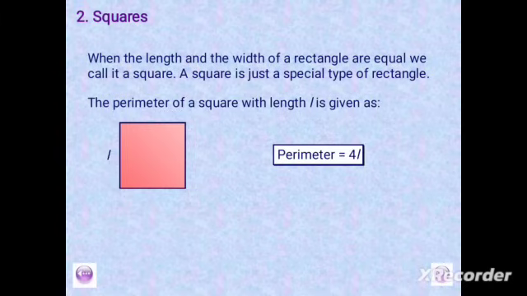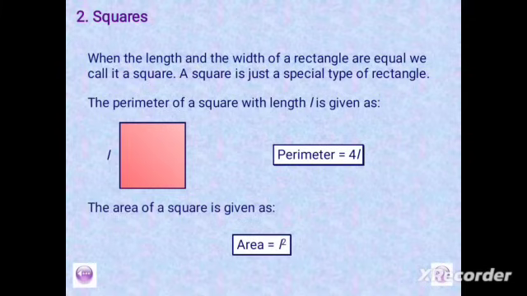And now the perimeter of a square with length L is given as 4L. And from the diagram, it is a square of length L, and all the sides are equal. And so, because the perimeter is the distance all around a given figure, we will take length plus length plus length plus length. So that one gives us 4L, or 4 times length. What about the area of a square? The area of a square is given as length square, or length times length.